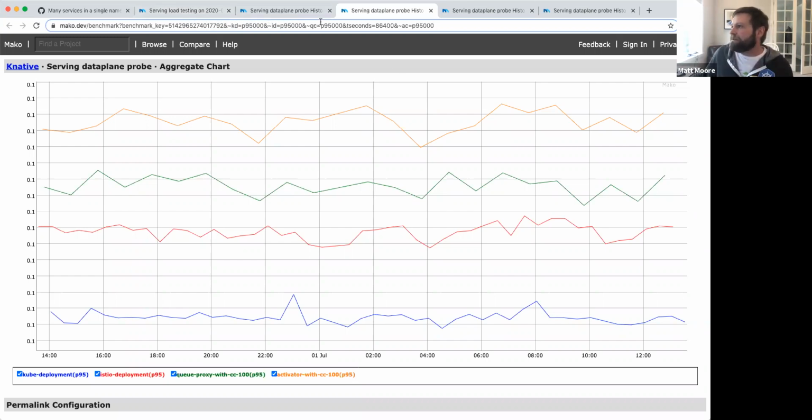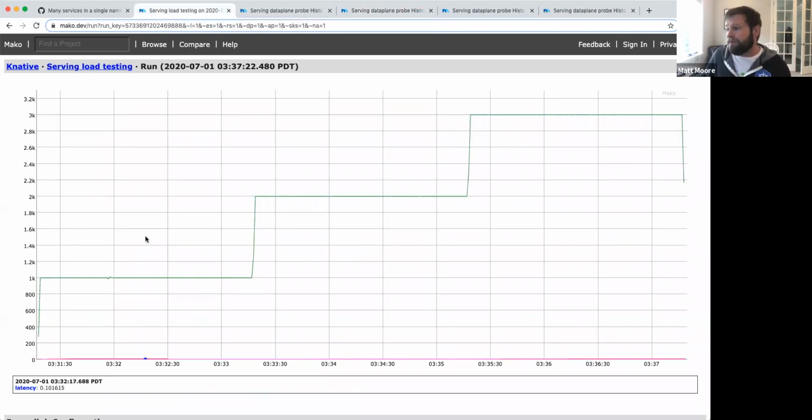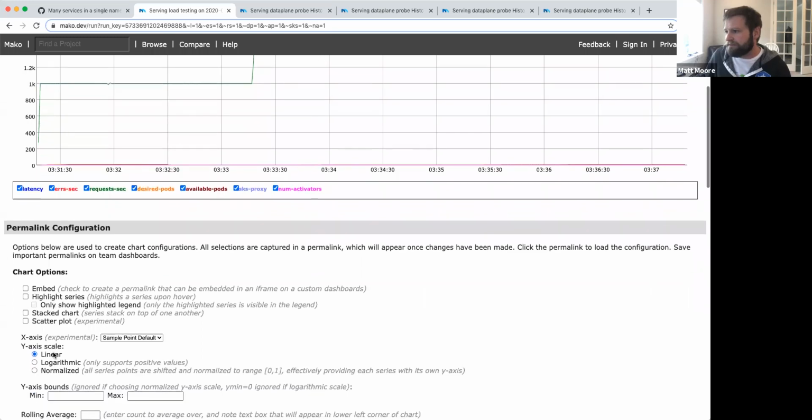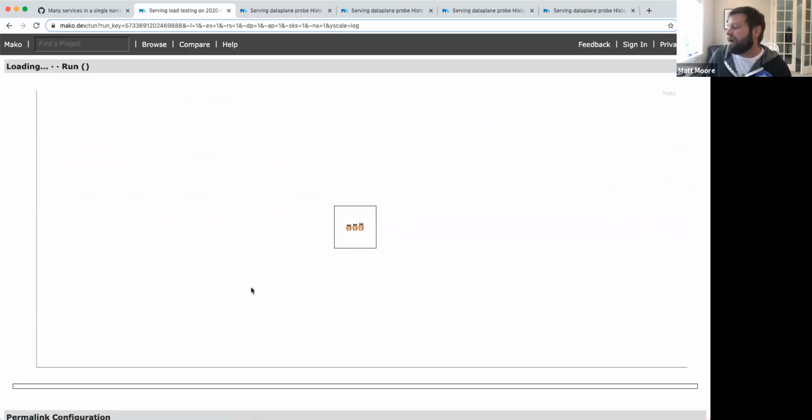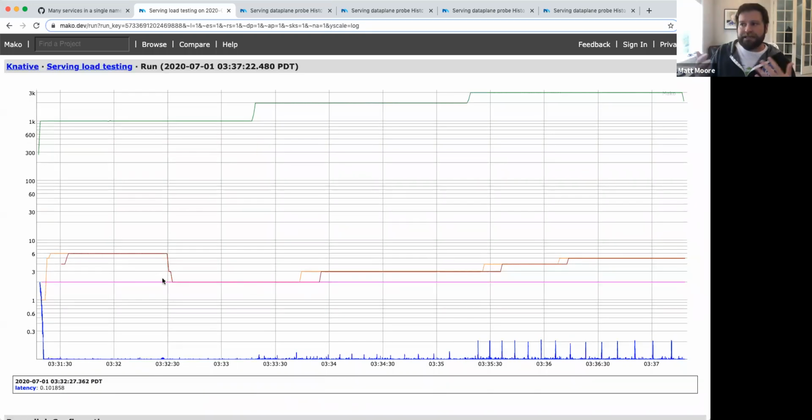But we wanted a benchmark that also looked at how we deal with load. So let's see, if I switch to logarithmic, I think we can see all the lines at the same time. This actually overlays, in addition to our request rate data, latency data.